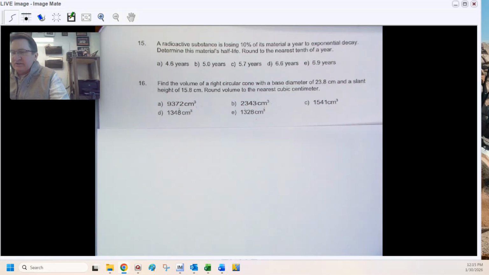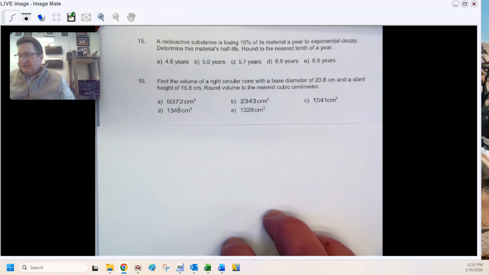We are on question 16 of the 2021 academic challenge math test. Let's see what we got here. On number 16, it says find the volume of a right circular cone with a base diameter of 13.8 and a slant height of 15.8.